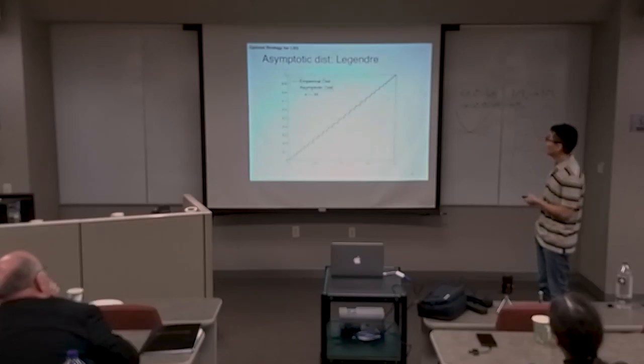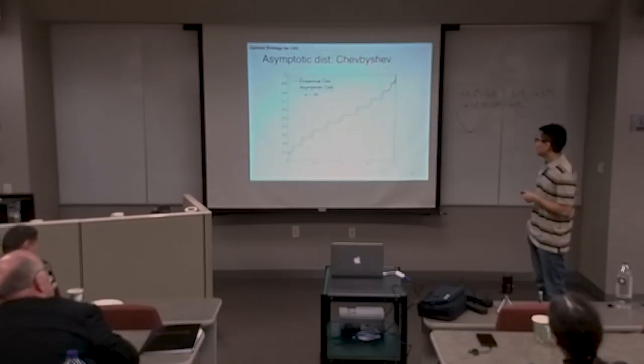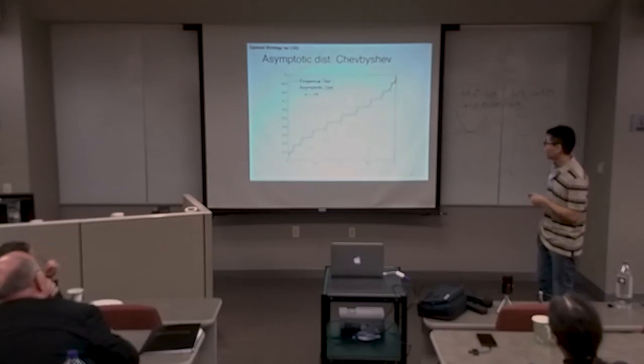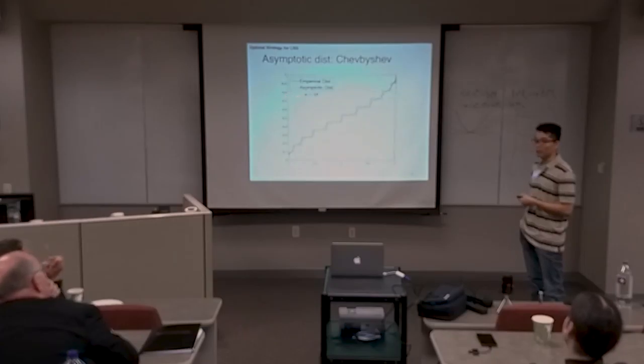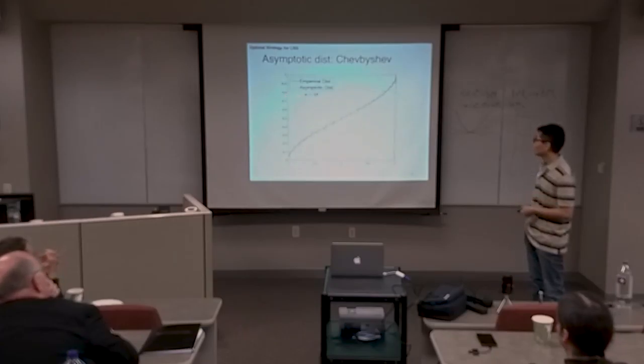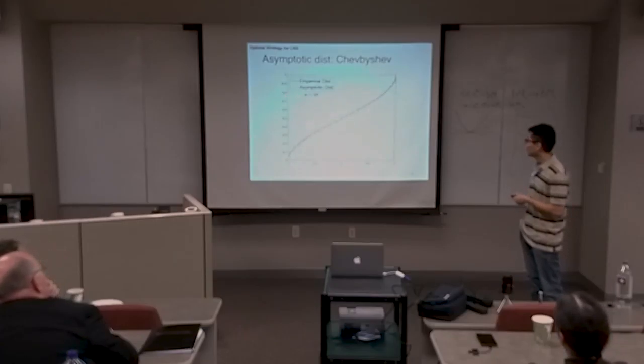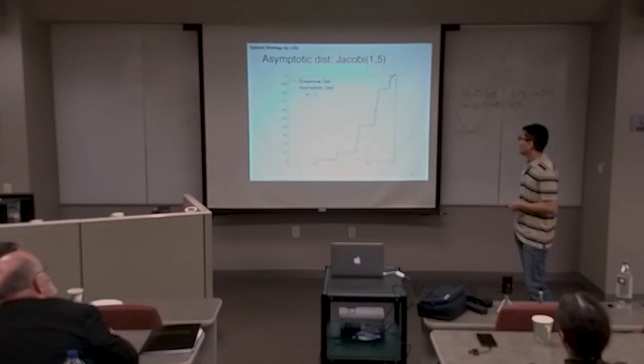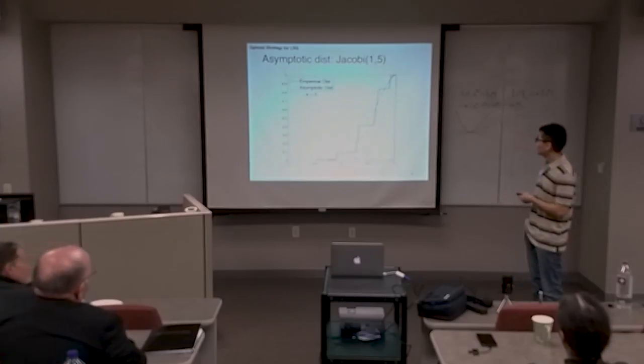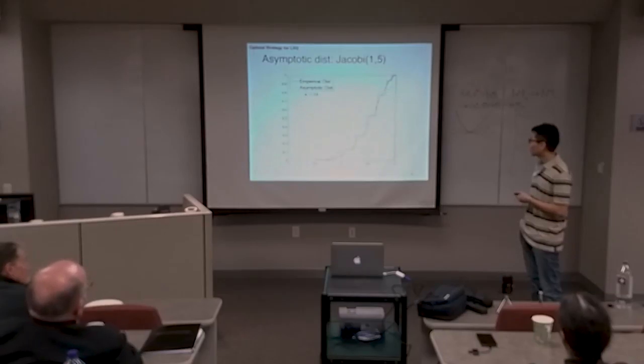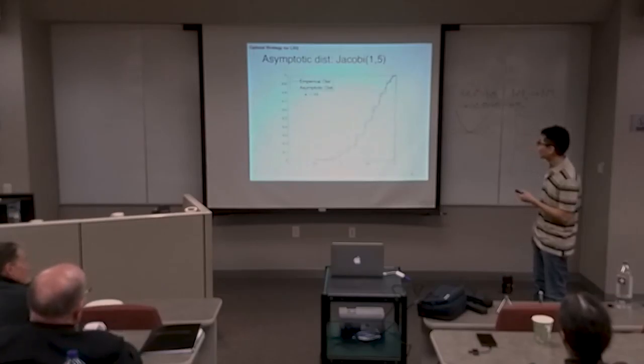And similar behavior can be seen for the Chebyshev case. In this case, the asymptotic distribution is the arcsine distribution. So this is the result when n equals 10, 20, and 30. And as you can see, the empirical distribution is very close to the asymptotic distribution. And similar behavior can be seen for the Jacobi 1-5 case. This is when n equals 5, 10, 15, and we can see similar behavior.